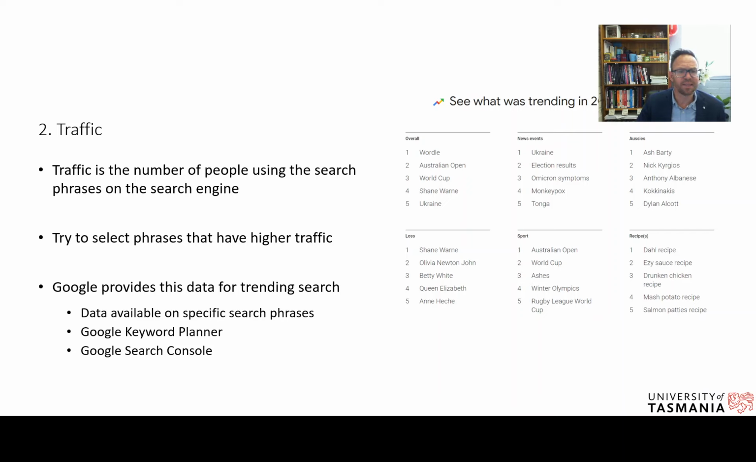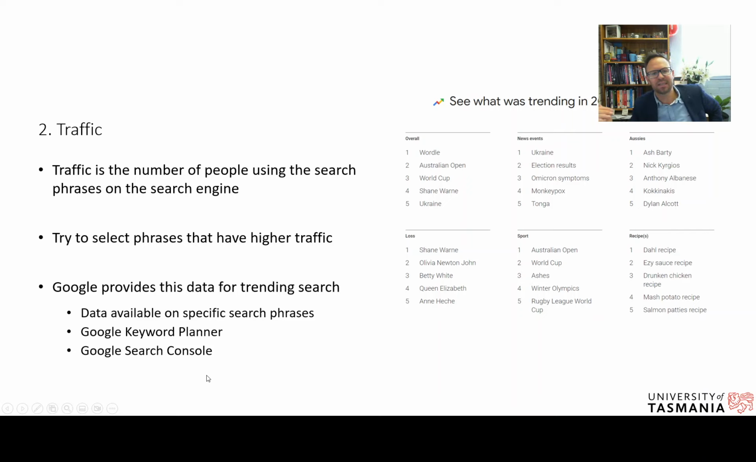Traffic is the number of people using the search phrases on the search engine. Try to select phrases that have higher traffic. This makes sense because the more people that are searching those terms, the more likely you are to get people going to your website. Google provides this data for trending search. The data is available for specific search phrases. You can also get the Google Keyword Planner and the Google Search Console.